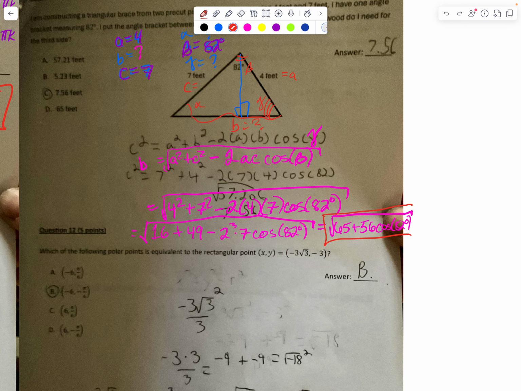C is 7, A is 4 for ABC. So my formula, AC to AC cosine beta. A is 4, C is 7, or 7, beta, okay. Oh, wait, I added those. Aha, a big minus sign. Y'all been laughing at me this whole time.